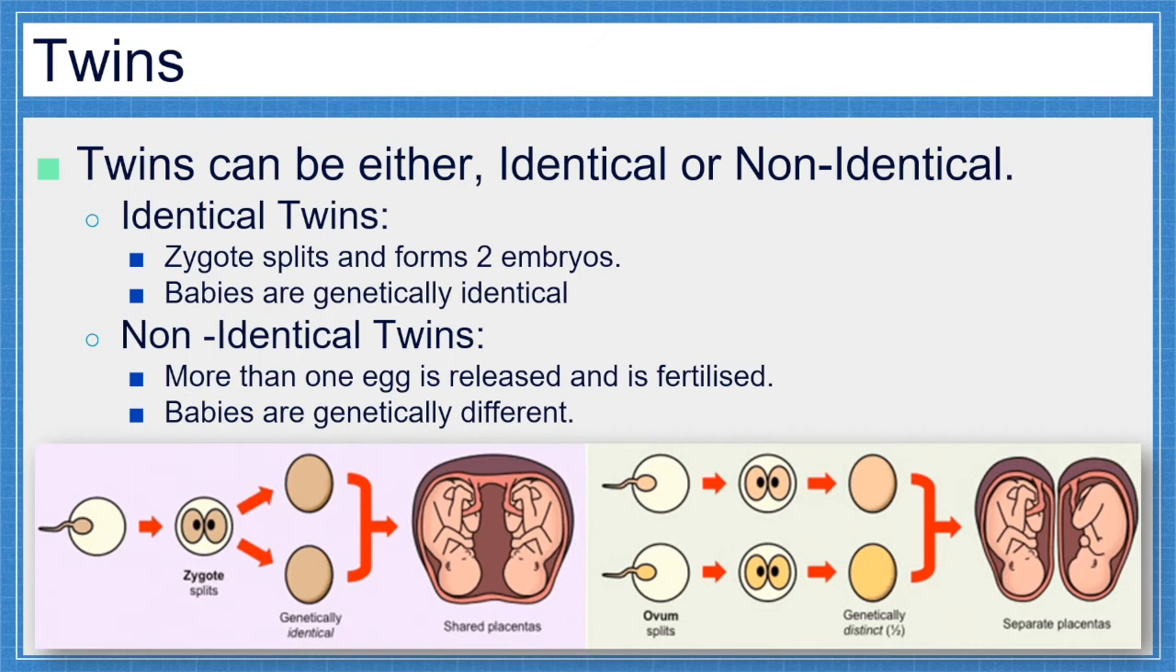Sometimes you may not need to go that far because it's quite obvious, because they look identical, or they don't look identical. Other times, if you're not sure, because of other factors, you would have to go look at their genetic information to work it out.